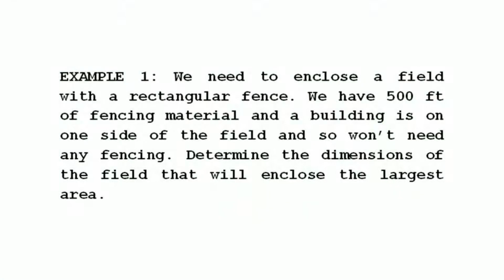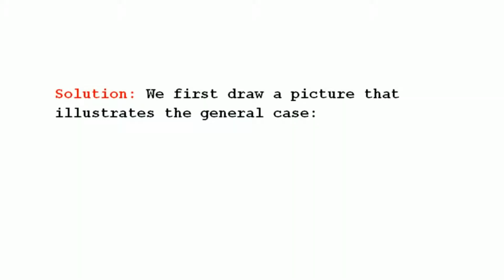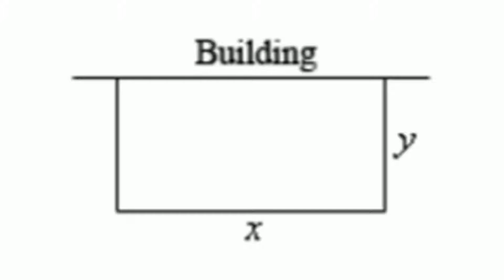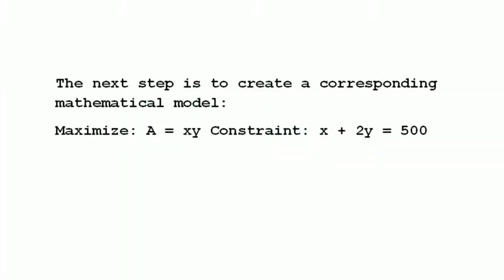Example 1. We need to enclose a field with a rectangular fence. We have 500 feet of fencing material and the building is on one side of the field, so that side won't need any fencing. The first step is to illustrate the picture. The next step is to create a corresponding mathematical model, which is A equals xy, and our constraint is x plus 2y equals 500.